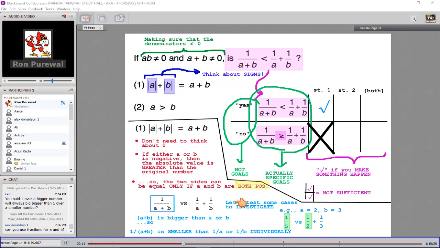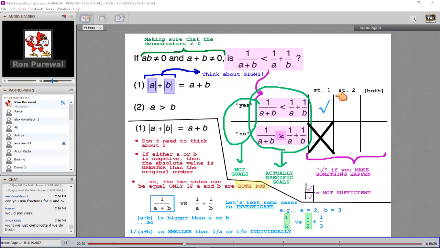Try plugging in some fractions on your own, and you'll see. Because they're still positive numbers, if you try individual fractions for A and B, this will still be the same relationship. Just on your own time, throw some fractions in there and see what they do.